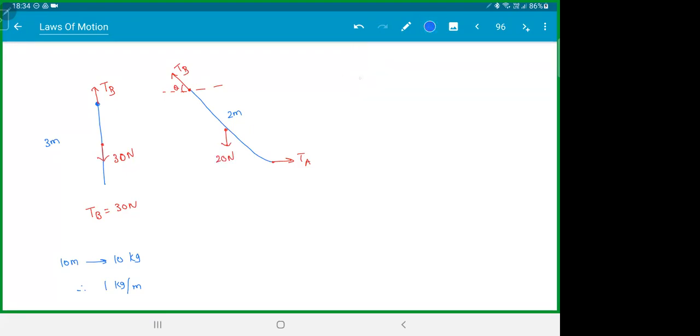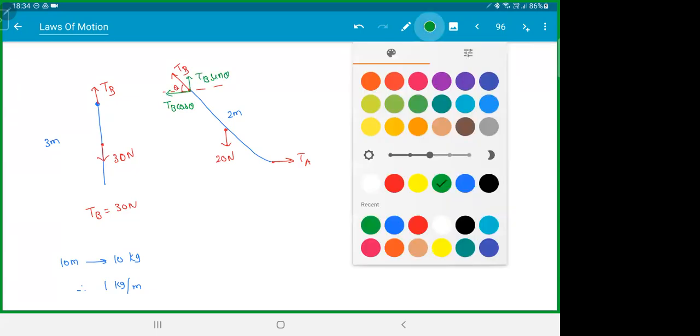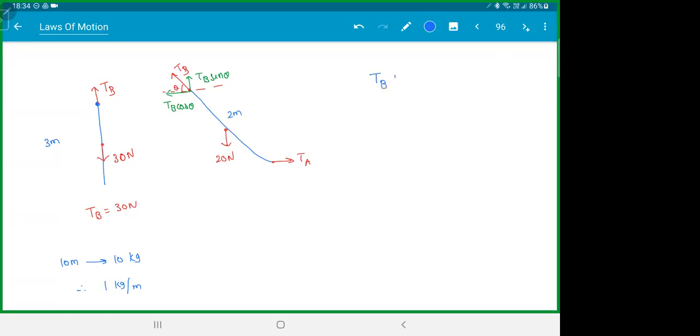So from here, we get TB cos theta. TB you can divide into components: TB cos theta, and this would be TB sin theta. So in the vertical direction, TB sin theta should be equal to 20. In the horizontal direction, TB cos theta should be equal to TA.